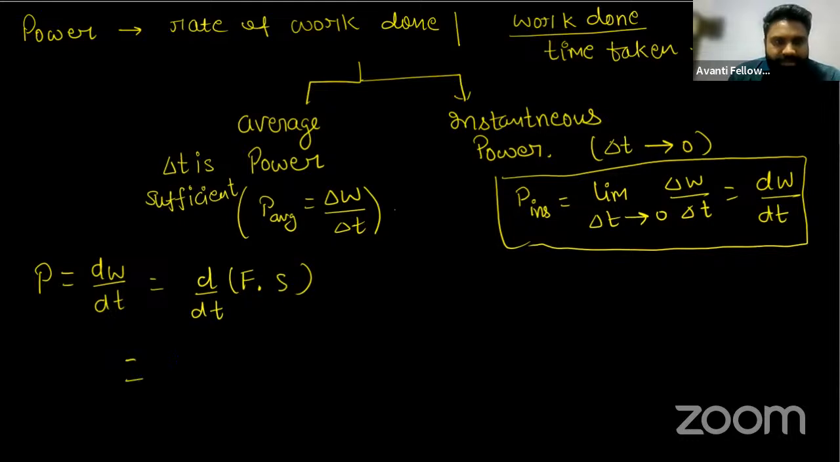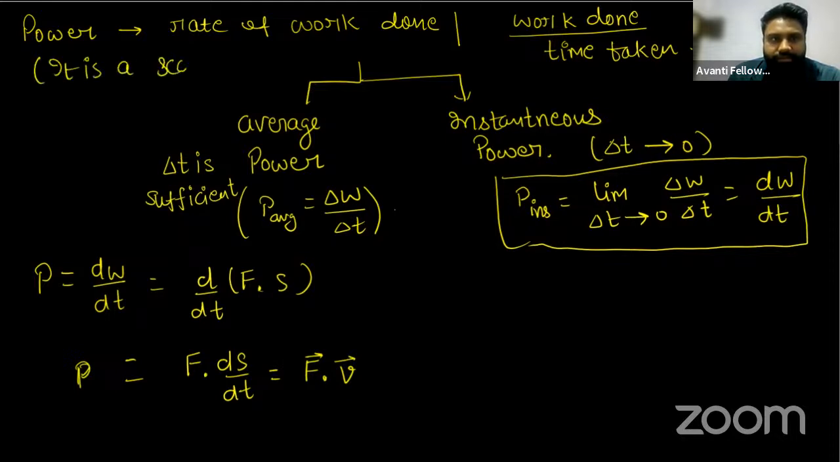Now, if F is a constant force, you can say that it is F dot ds by dt. This ds by dt is nothing but the velocity. So here, in between, there must be a dot product. So you have F dot v. That is why power is a scalar quantity. It is a scalar quantity.